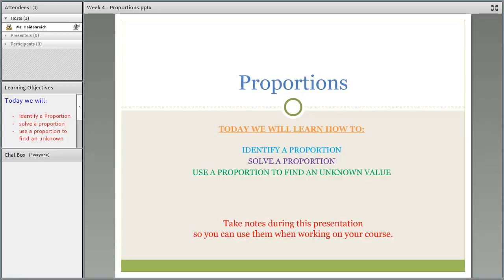Everyone! Today we're going to be learning about proportions, and our goals today are to identify a proportion or define what a proportion is. Then we're going to learn how to solve proportions by cross multiplying, and then use proportions to find unknown values, such as in a word problem or a real life application.